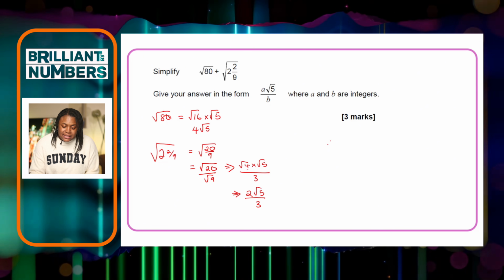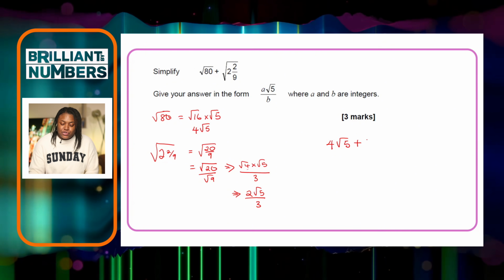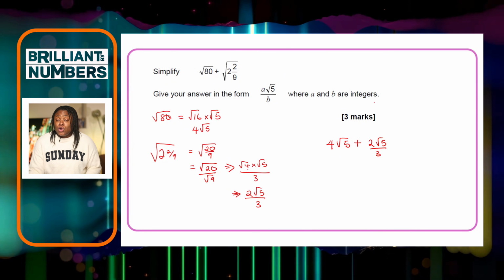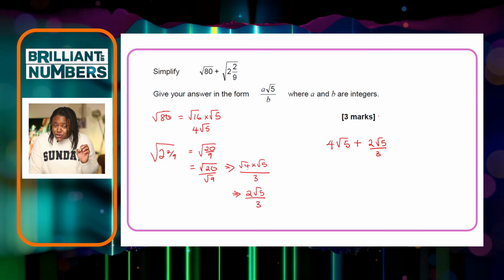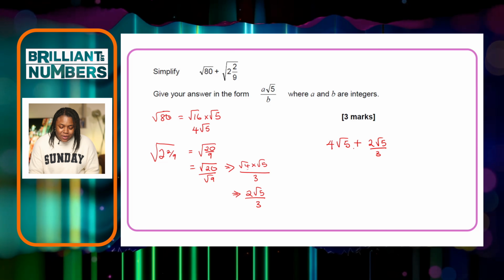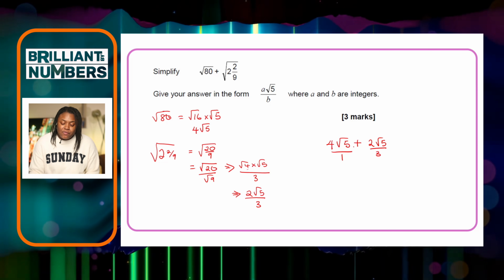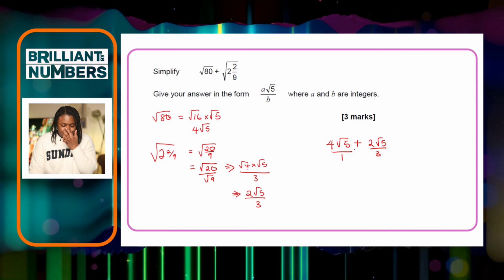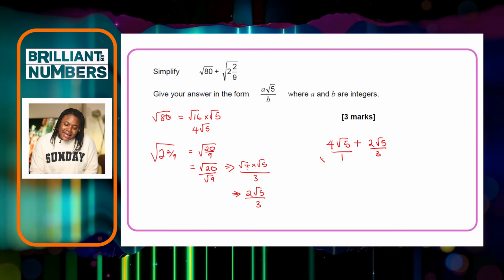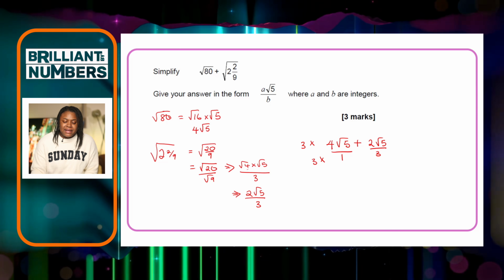So root 80 is now 4 root 5, and we're adding that to 2 root 5 thirds. Remember, we cannot add or subtract fractions if the denominators are not the same at all. So what we've got to do now is put this one over 1. Remember, every whole number over 1 is a fraction. So the common denominator would be 3.